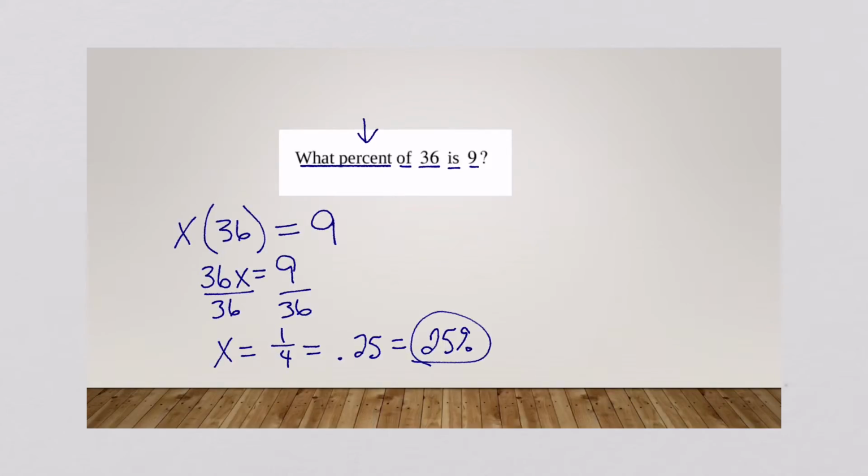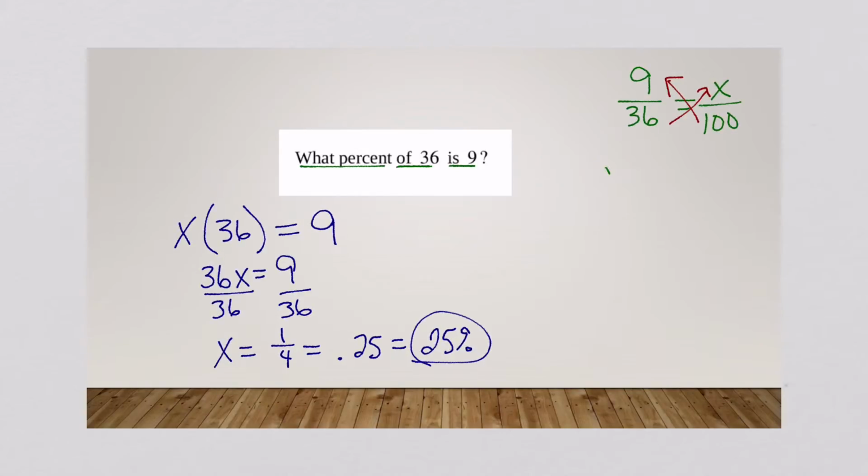Okay, so let me show you using the is over of method. I've got what percent, I don't know my percent, so I'm going to put an x over the 100 because that's what I'm looking for. I'm looking for the percent of 36. Remember it's is over of, so I'm going to put the 36 on bottom. Is 9, 9 goes on top. So again, you cross multiply to solve this thing.